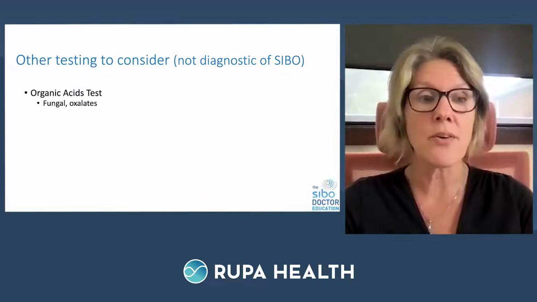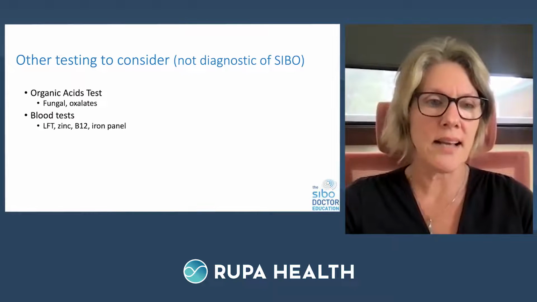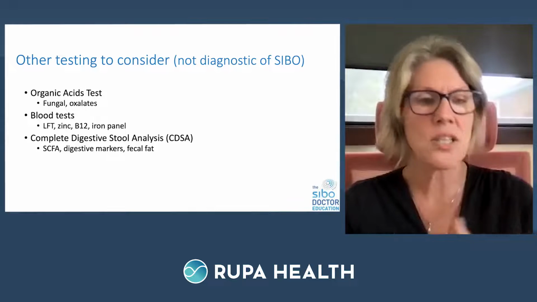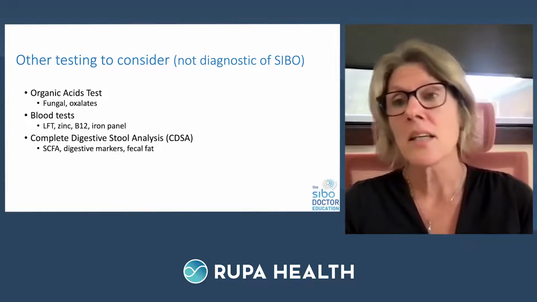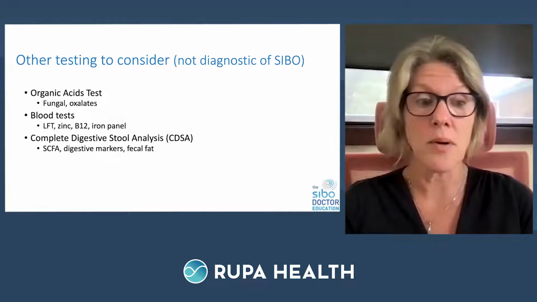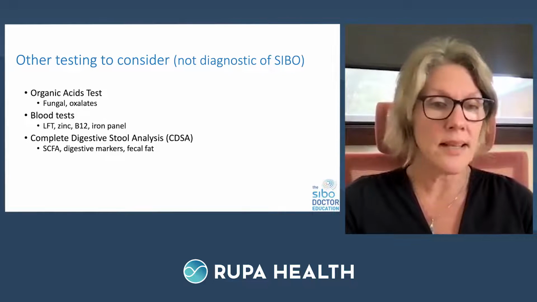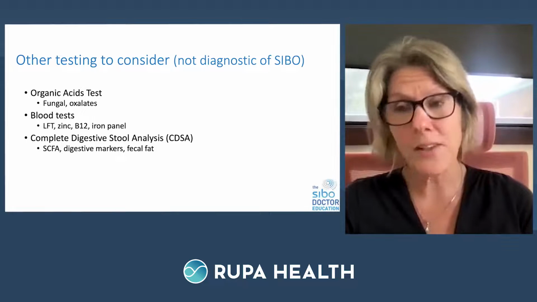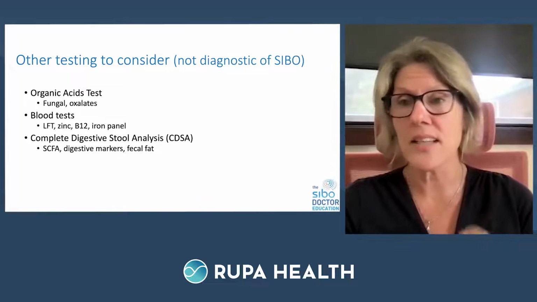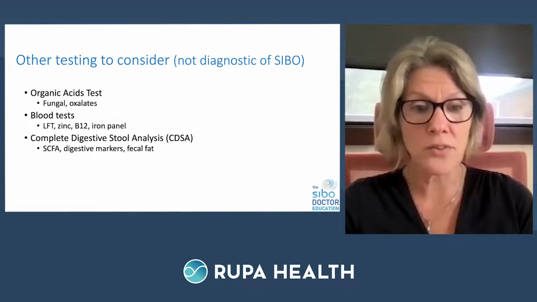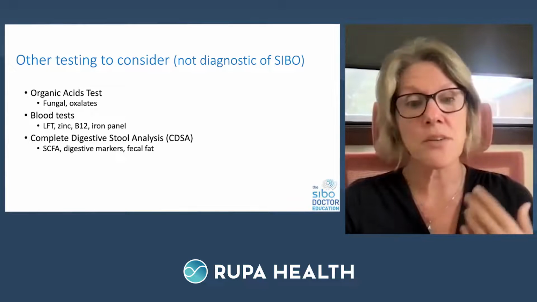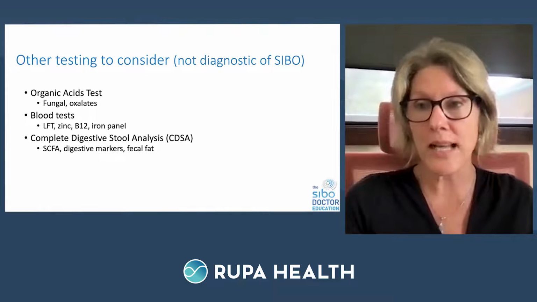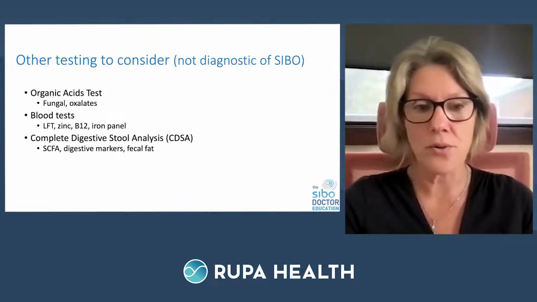So other testing, I'm just going to very briefly mention, this is not diagnostic for SIBO. This is just what I do. I do look at organic acid tests. I do look at liver function tests, zinc, B12 status, iron panel, all of which can be affected by the presence of SIBO. And I do a CDSA. I particularly look at digestive markers. As you'll see, that's a big category of underlying causes for SIBO. I do look for fecal fat because of bile acid deconjugation with SIBO. So it's a really good adjunct test to add on for your patient.